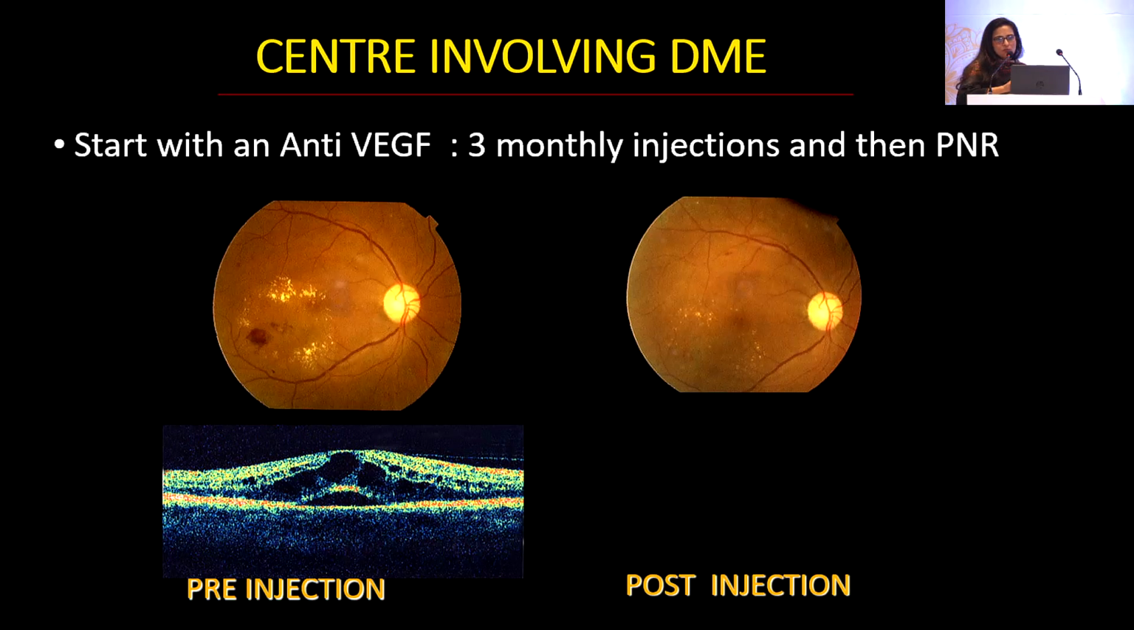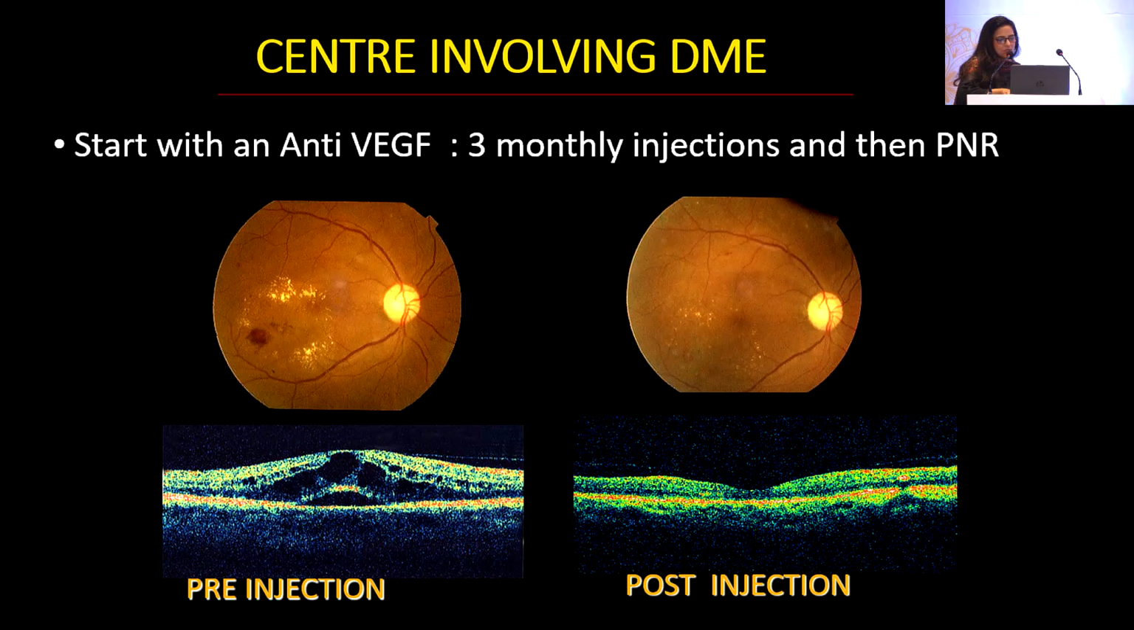For a center involving DME, the treatment of choice is injections, anti-VEGF injections or steroid injections. So generally we would start with anti-VEGF injections. You could give 3 monthly injections and then give them as and when needed. There are different treatment protocols. There's no standardized protocol. Every surgeon has his own way of treating these patients. You could give them as and when needed. You could do a treat and extend regime, or you could give 3 injections monthly in the beginning and then follow them up.